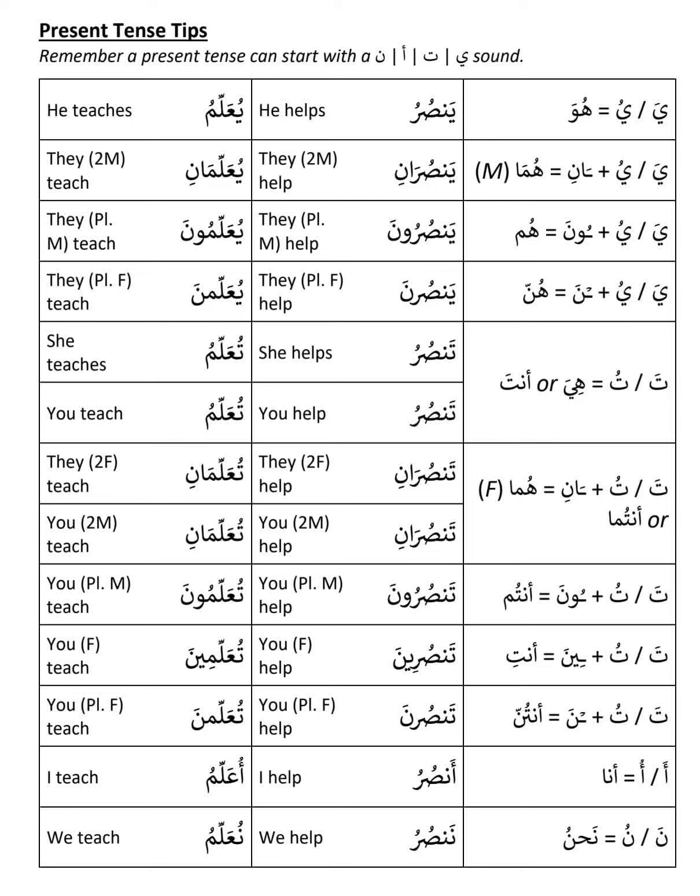We are studying present tense, so you have to remember the present tense chart. Huwa yansuru, huma yansurani, hum yansuruna, hiya tansuru, huma tansurani, hunna yansurna, anta tansuru, antuma tansurani, antum tansuruna, anti tansurina, antuma tansurani, antunna tansurna, ana ansuru, nahnu nansuru.